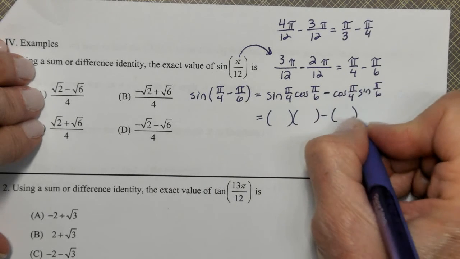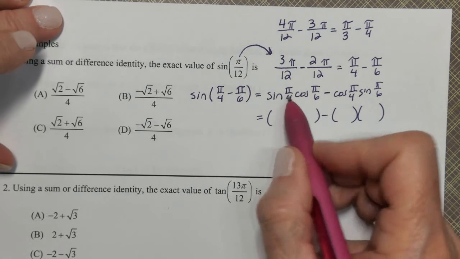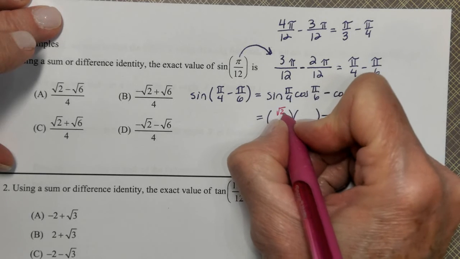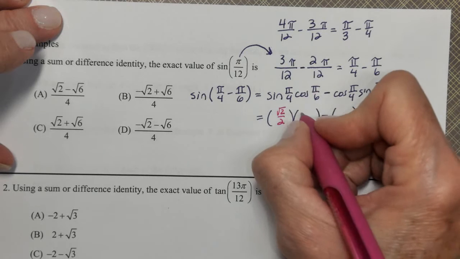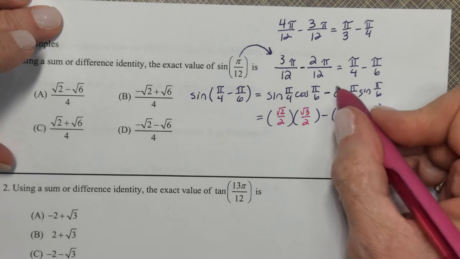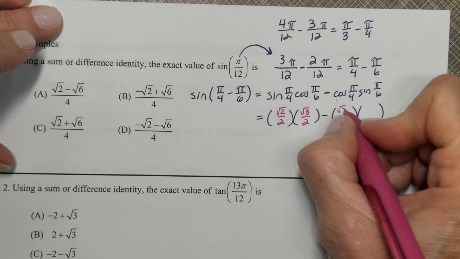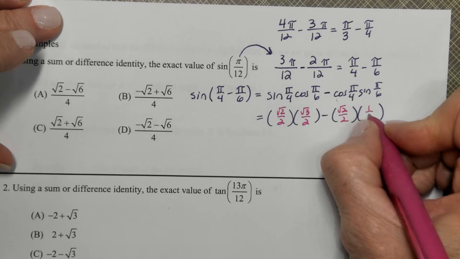And now we're going to use our unit circle values to fill those in. So let's see, what is sine of pi over 4? Sine of pi over 4 is square root of 2 over 2. Cosine of pi over 6 is square root 3 over 2. Cosine pi over 4 is square root 2 over 2. Sine of pi over 6 is 1/2.